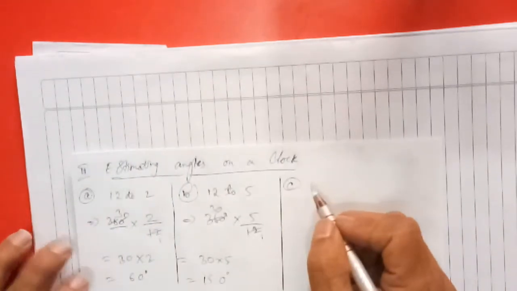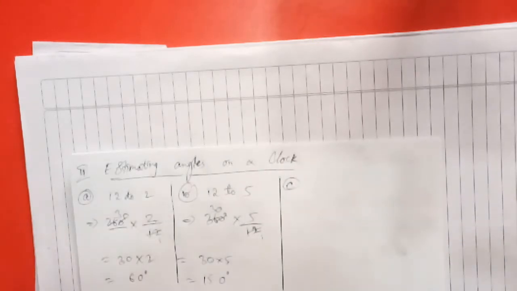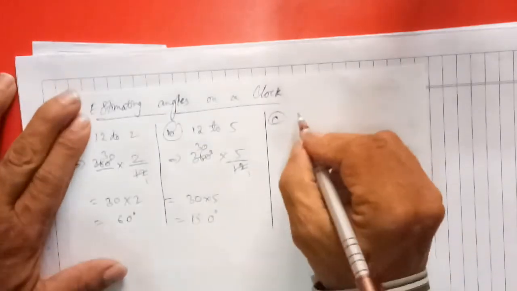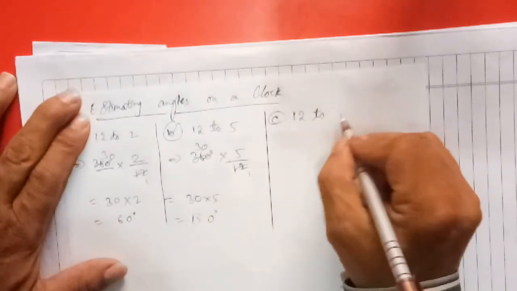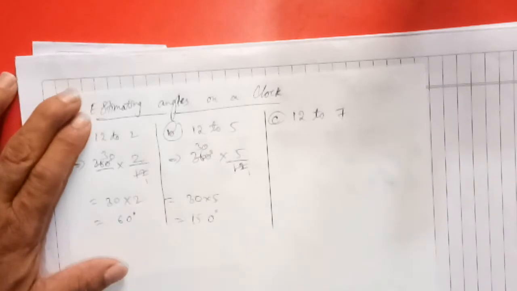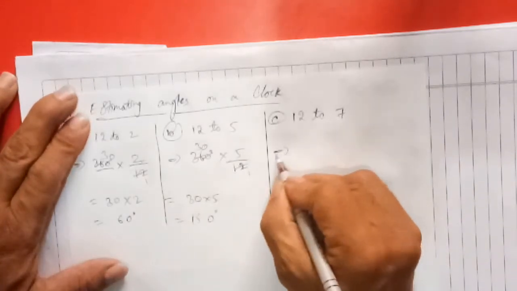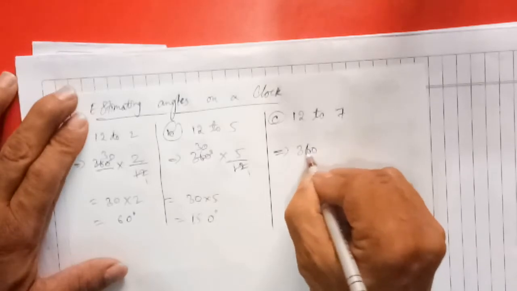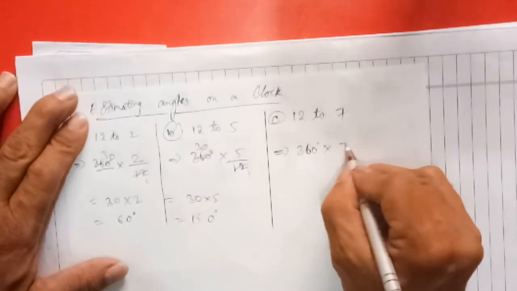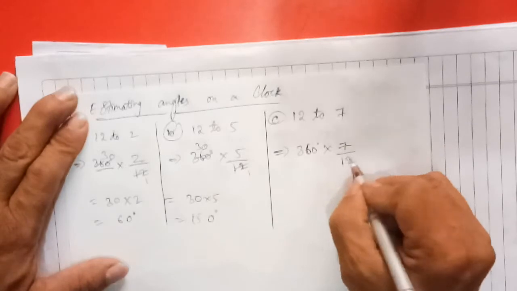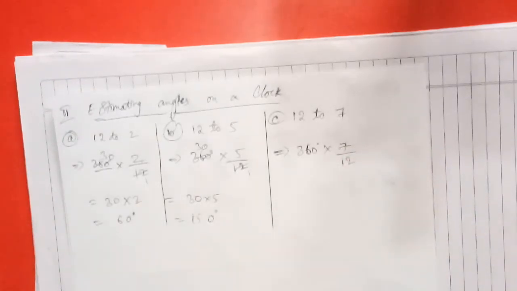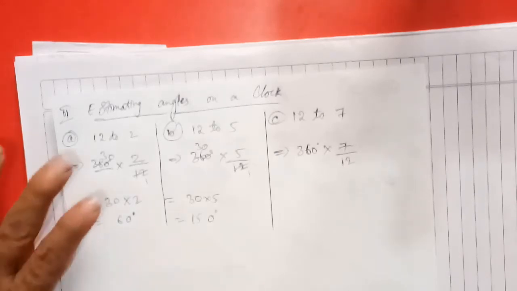Similarly, I will explain the third one. C1, I will try to explain here only. The third one is 12 to 7, the 12 to 7 timing. See here in the solution: 360 degrees into 7 divided by how many hours? Total hours is 12. 360, you know that. One rotation of the clock makes 360, right? Already I taught in the basics.